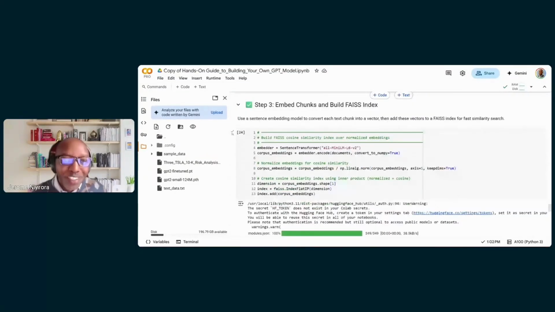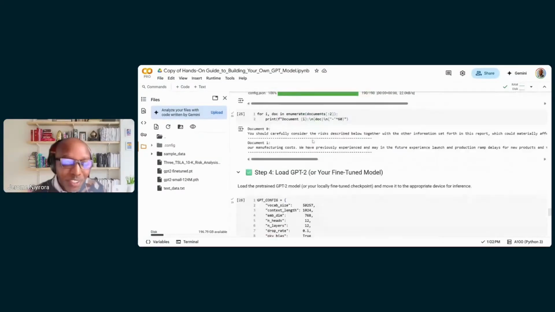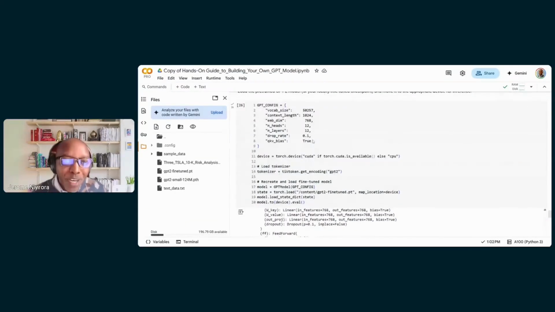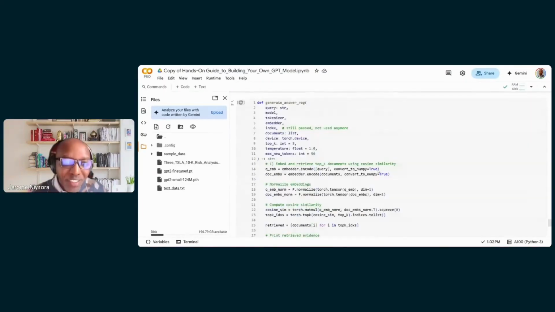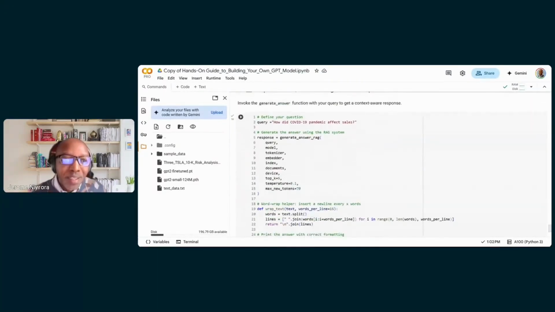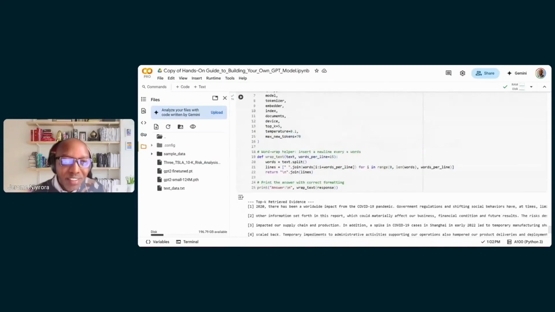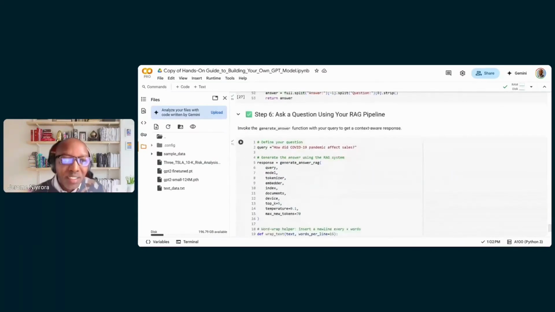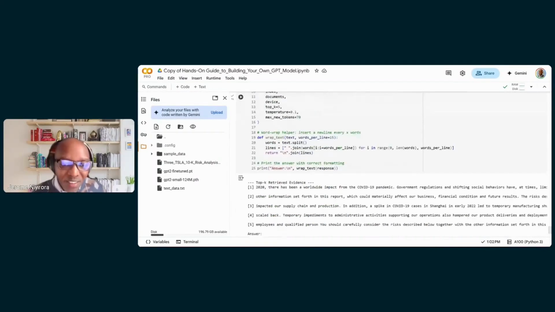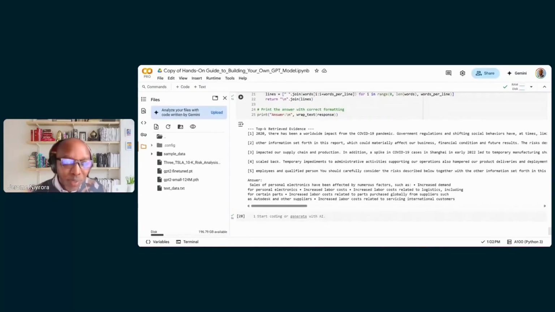I don't know if I had time to explain what the code is doing. But after this ran, you can see what the model is here. At the end of this, the question here is, how did the COVID pandemic affect sales? It gives you the responses and the evidence of where they would come from. This will be like the next step in building models that can explain themselves.